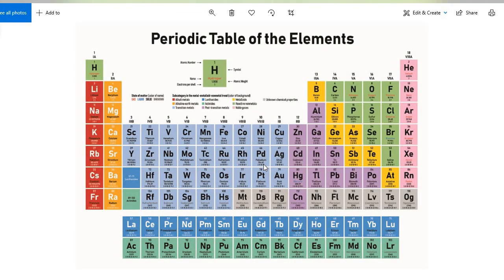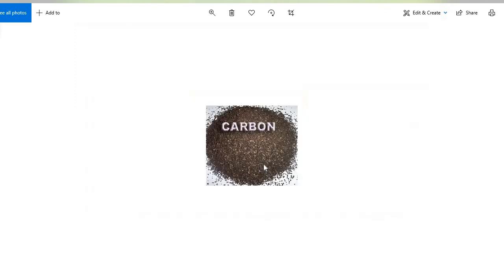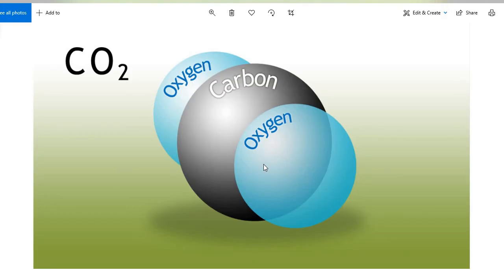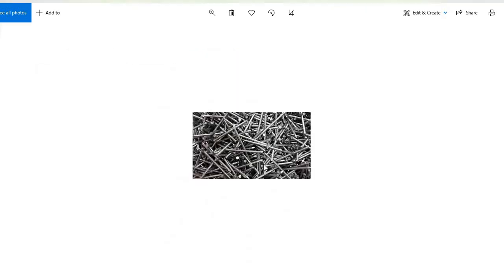These are all elements; we have 118 elements in the periodic table, if you remember. Carbon is an element made up of only one type of atom. This is a compound, two different kinds of atoms mixed together chemically. And like that, guys, this is the element iron. Now you can understand the difference between element, compound and mixtures.